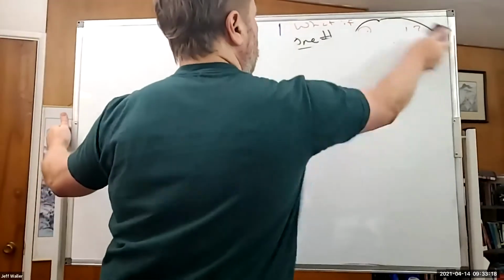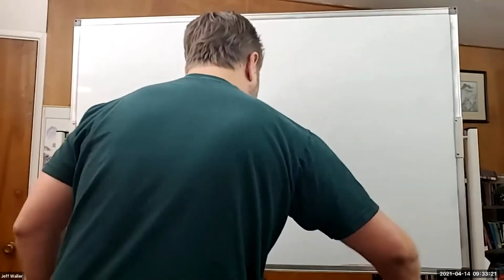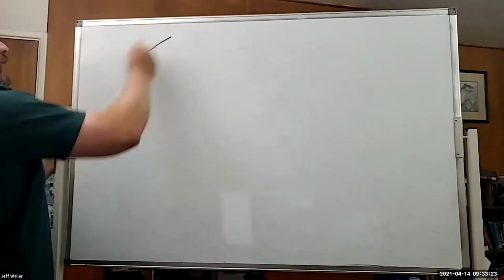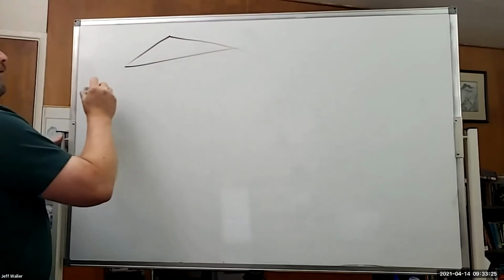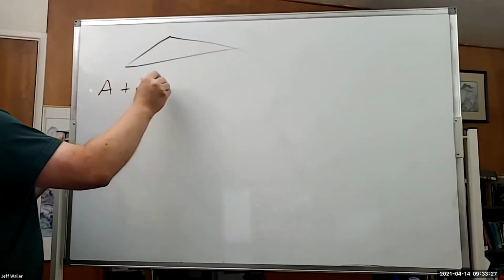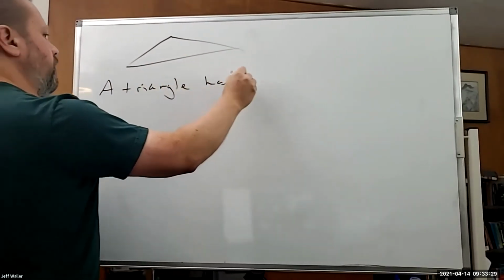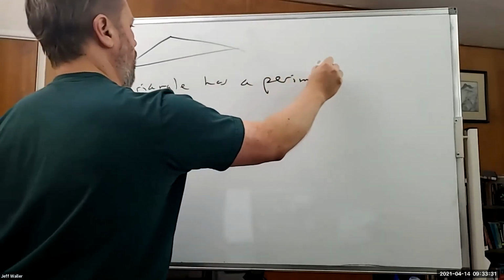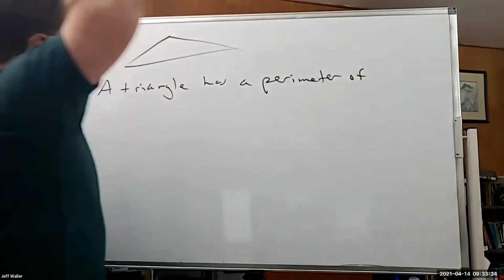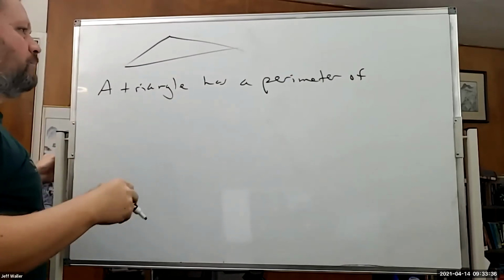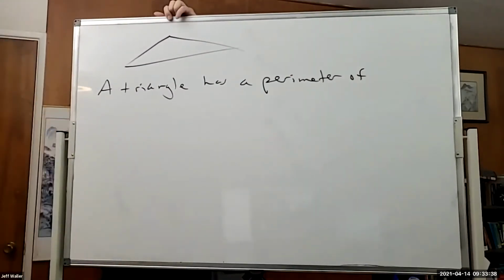So let's try another one. Let's do some geometry. I've got a triangle. A triangle has a perimeter of, let's see. I've got to make a problem. Hold on, let me make a problem first.